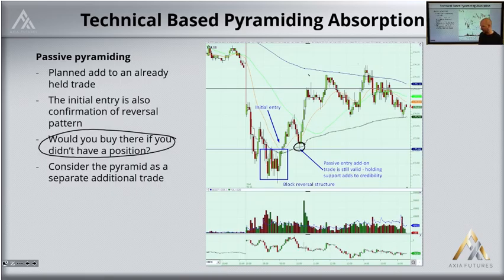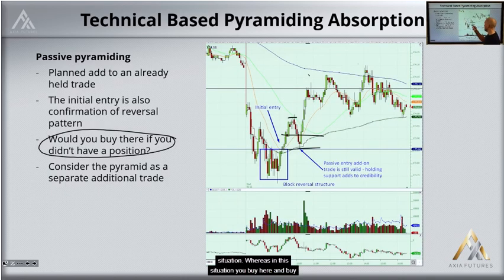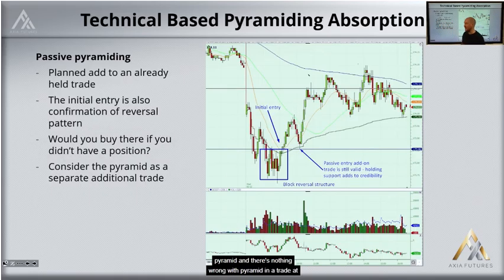And don't take issue with pyramiding at the price you originally got on. If anything, that's better. Because now you're maintaining your average price low. If you buy here and buy here, your average price moves to there. Now all of a sudden, when it gets back, you're now offside at the point where you initially thought you were right. That's a worse situation. Whereas in this situation, you buy here and buy more here, you don't see yourself offside, you go onside now with double the position. So in that passive pyramiding, there's nothing wrong with pyramiding a trade at the price that you originally got into. It's still a pyramid as such.